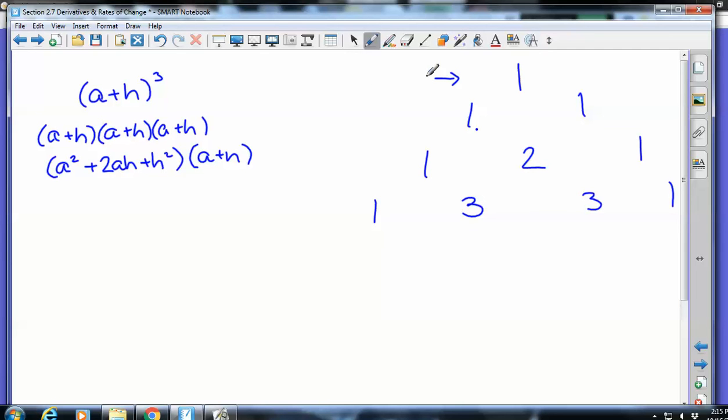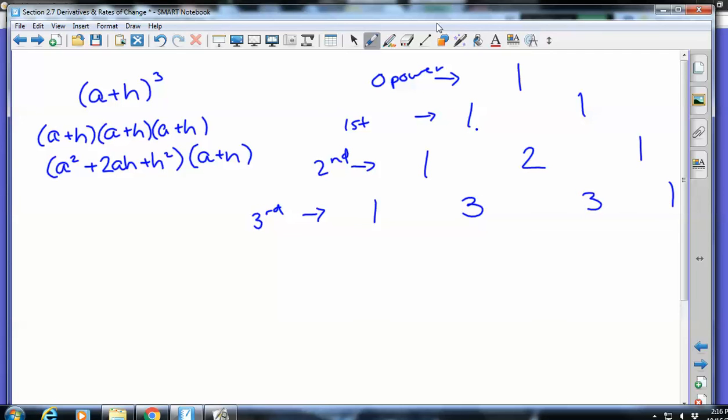This represents something to the 0 power. This would be something to the first. This is the second power. This is the third. What this is giving us is the coefficients. So, I don't know if this is going to help you or confuse you more. It's not that hard, but it takes a minute to catch on to.